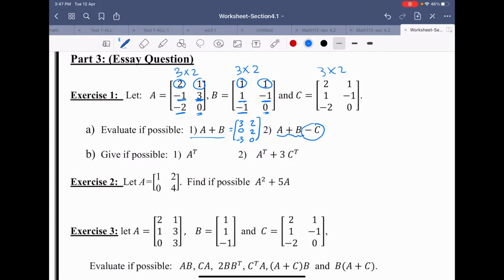Now we will take A plus B, which we already did, and subtract C from it. So I'm going to subtract this one with this one. The same thing here: 3 minus 2, 1. 2 minus 1, 1. 0 minus 1 is minus 1. 2 minus 1, so 2 plus 1, which is 3. Now negative 3 minus 2, so negative 3 plus 2, which is minus 1. And last, 0 minus 0, which is 0.